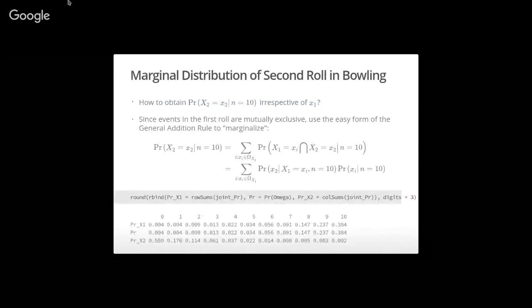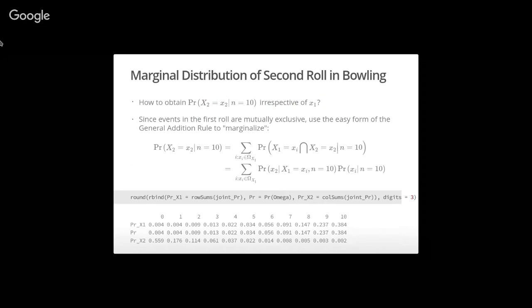Okay, that's what I just said. Or in more mathematical terms, the marginal probability function: we take the joint probability function of knocking down X1 pins on the first roll, X2 pins on the second, and sum it over all elements of the sample space of the first roll of a frame of bowling. And we can write that joint probability function as the product of a marginal and a conditional. And just to check our work, we can put up some R code.